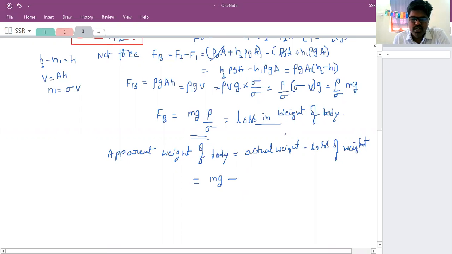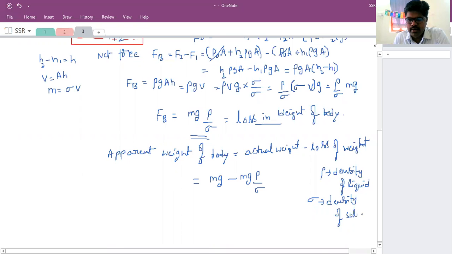The net upward force will make that loss in weight of the body, so mg rho by sigma, where rho is the density of the fluid and sigma is the density of the solid. Rho is the density of the liquid or fluid. Keep in mind, sigma is the density of the solid cylinder body.